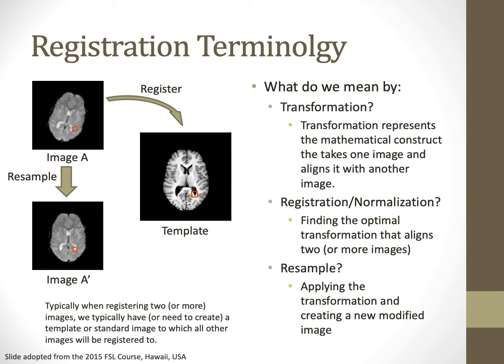To register our input image to our template, we have to apply a transformation to the image. The transformation represents the mathematical construct that takes one image and aligns it with another. The process of registration is finding the optimal transformation that aligns these two images. And then in order to align our input image to our template image, we have to apply a resampling of our input image, such that the transformation can be applied to our input and create a new modified image.